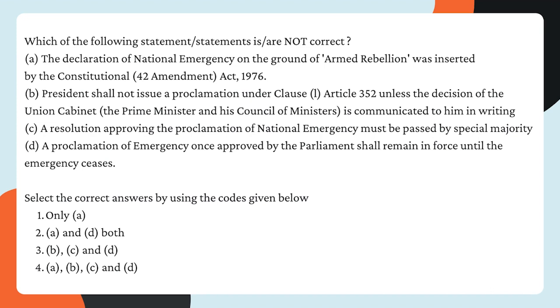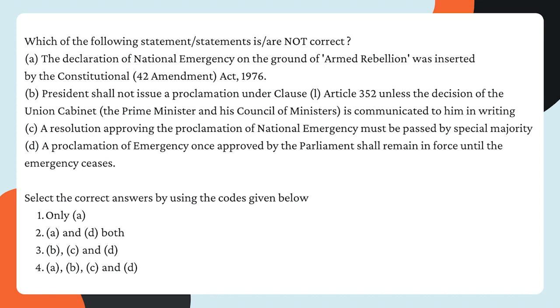Statement B says that the President shall not issue a proclamation under Clause 1 of Article 352 unless the decision of the Union Cabinet, consisting of the Prime Minister and his Council of Ministers, is communicated to him in writing. So yes, this is the correct statement, and you can refer to Clause 3 of Article 352 for the same. Statement C states that a resolution approving the proclamation of national emergency must be passed by special majority. So yes, this is also the correct option according to Clause 6 of Article 352.